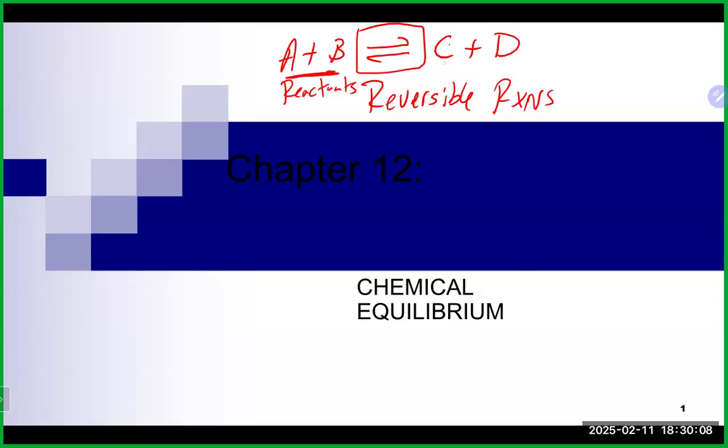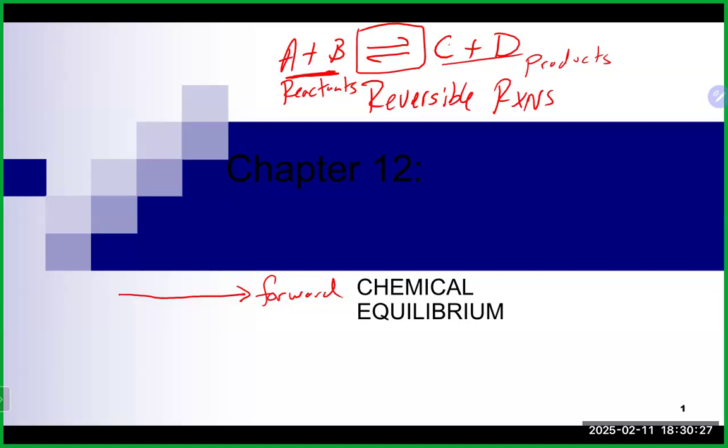Yeah, that is the reactants, and we go to the products on this side here. So when we look at a reaction such as this, they have what is referred to as the forward direction. And that is when we're going, obviously, from reactants to products.